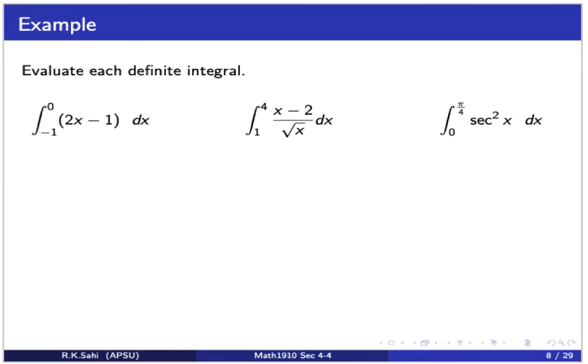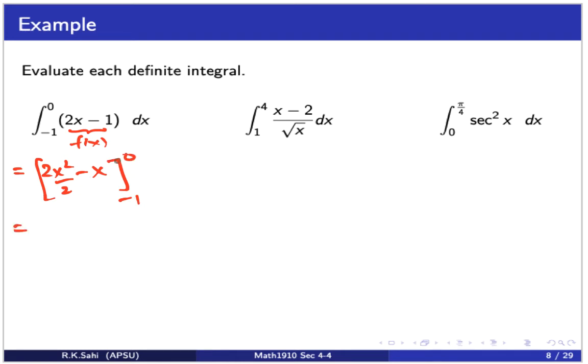Now we would like to evaluate definite integrals, and I want the integrals to have some negative limits. So we're going to have the integral from minus 1 to 0 of 2x minus 1. Now remember, the inside part is f of x. When we do the integral, this is going to be 2x squared over 2 minus x, and it goes from minus 1 to 0.